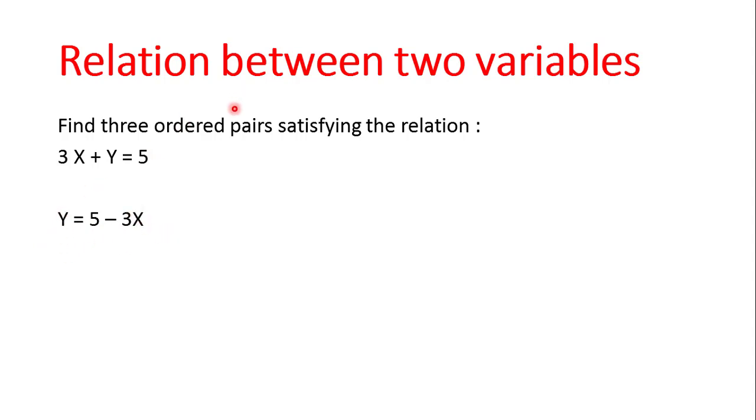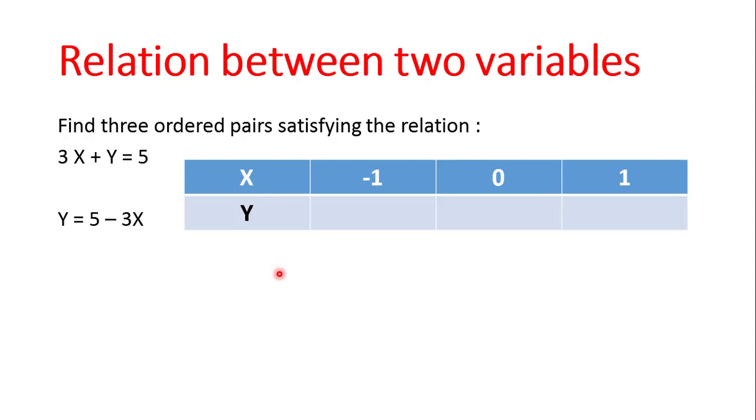Okay, how can I get ordered pairs satisfying this relation? You can choose any number for x, then substitute here, then get y. In this case, you have x and y. X and y represent an ordered pair, and this ordered pair can be located in the XY coordinate plane as a point. Okay, let's try to do that together.